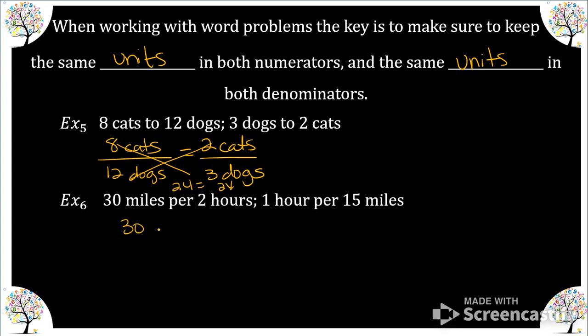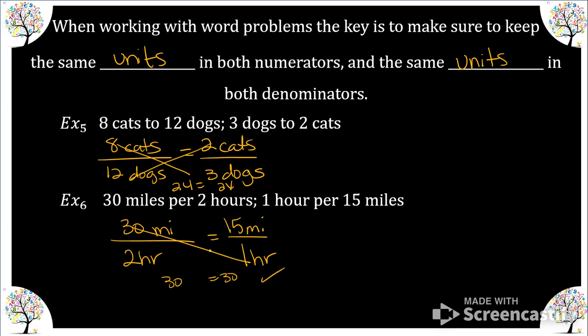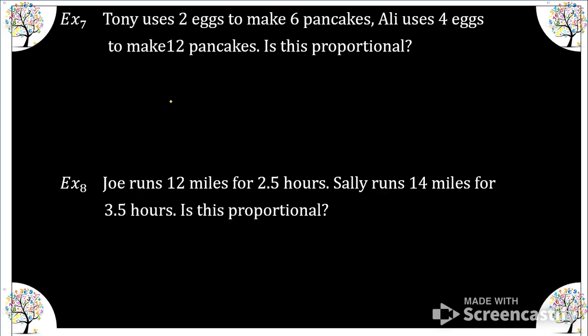Okay, we can have 30 miles compared to 2 hours. Is it the same as 1 hour for 15 miles? Again, miles, miles, hours, hours. Cross multiply, 30 times 1, 15 times 2, and we've set it up correctly. So the same units going on the numerator and the same units in the denominator.